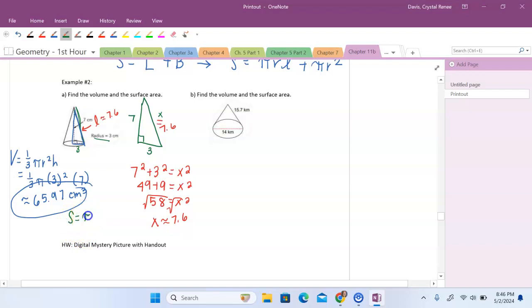Now my surface area. Remember, we can find that by doing pi r L plus the area of my base. My r is 3, my slant height is 7.6, and then the area of the base is just pi r squared because the base is a circle, so pi times 3 squared. If I put that into my calculator, I get roughly 99.9. So surface area is about 99.9, and that would be centimeters squared.